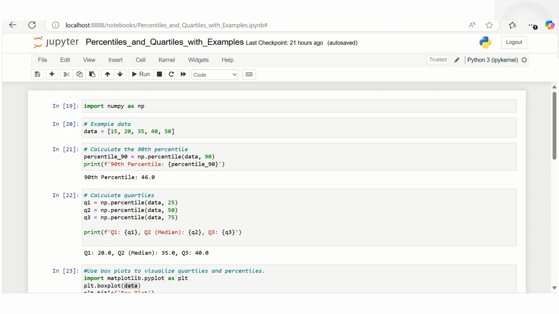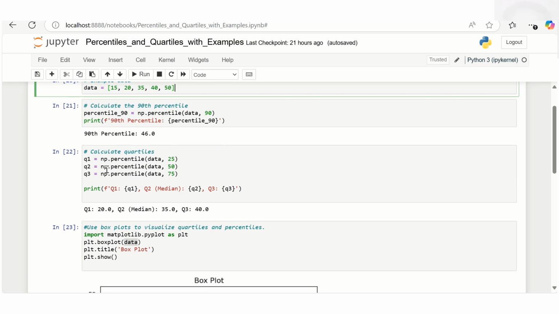We have some Python code. This is an example data. Let's say I have these data points, and I want to see what the 90th percentile is here. The 90th percentile value is 46. We can generate this using Python code. So 46 is the value. This signifies that the 90th percentile is 46. That means below 46, I will have 90% of the data available.